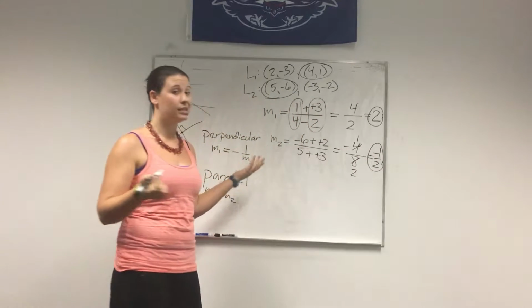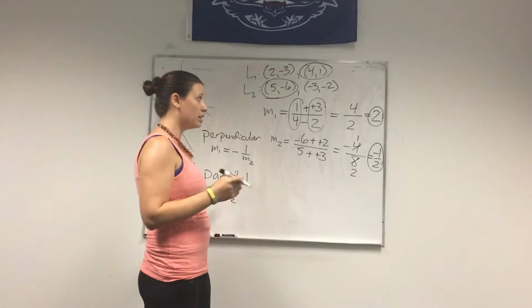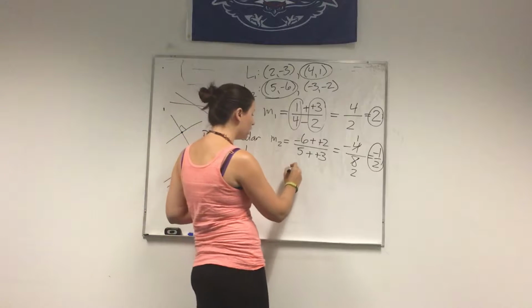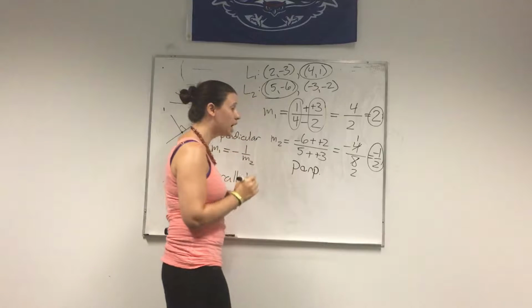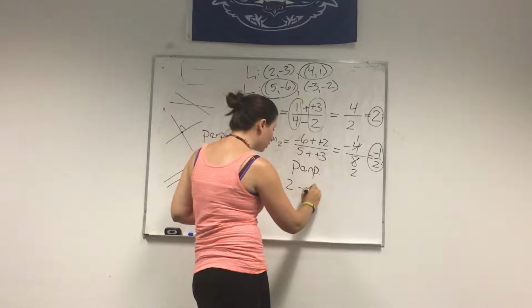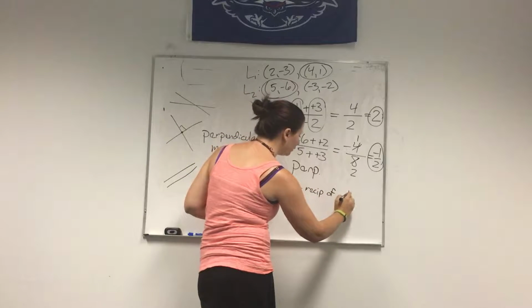Well, are they the same? No, right? So they're not parallel. Are they the negative reciprocal? Yeah, right? So these are perpendicular lines because 2 is the negative reciprocal of negative 1/2.